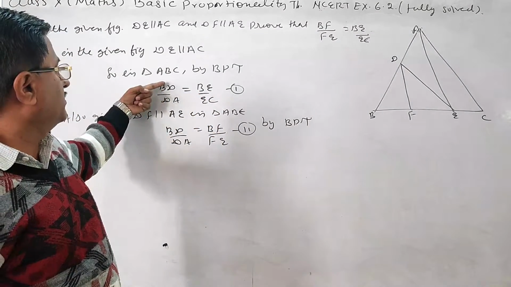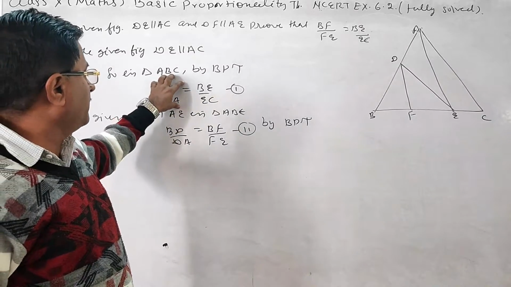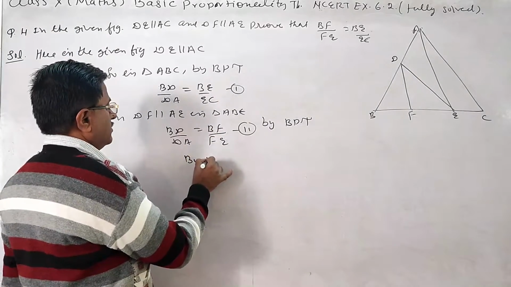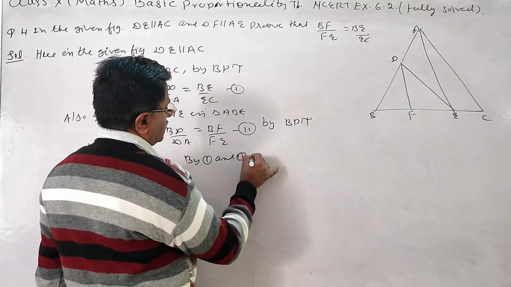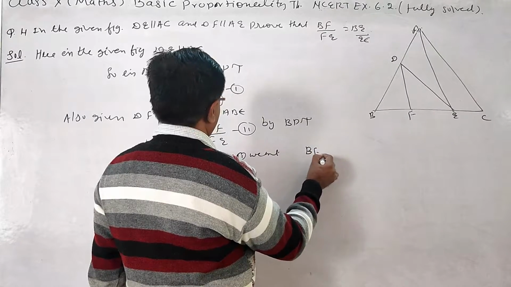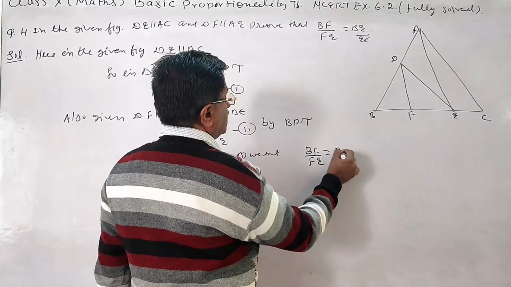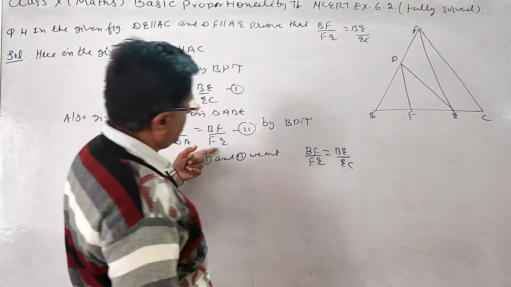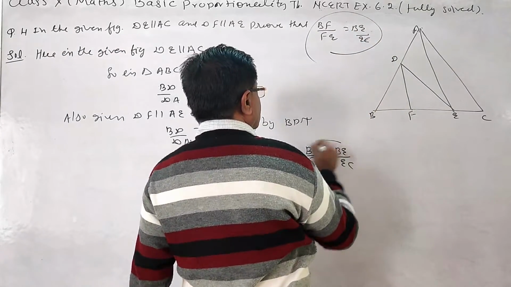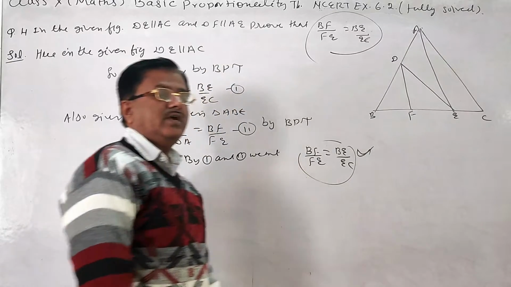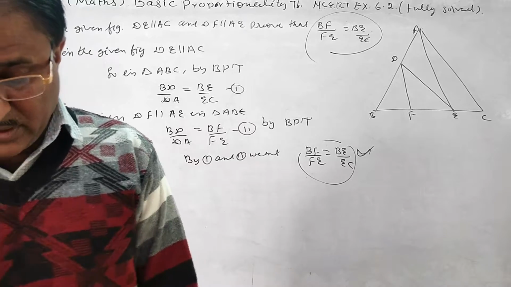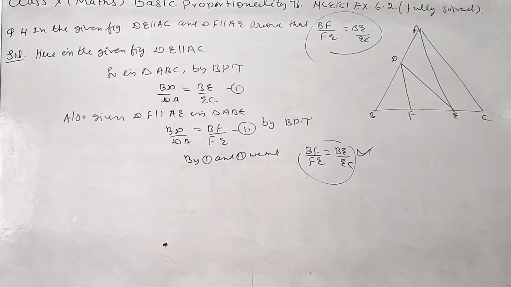Now dear student, you can see equation 1 and 2. Both have left side equal, BD upon DA, BD upon DA. So if their left hand sides are equal, then their right hand sides should also be equal. So by 1 and 2, we get the result: BF upon FE equal to BE upon EC. That is what we wanted to prove. So in this way we can prove the result. This is a direct application of the basic proportionality theorem. Clear?